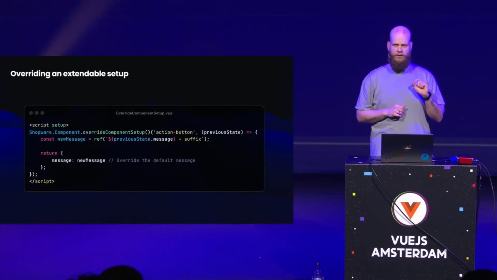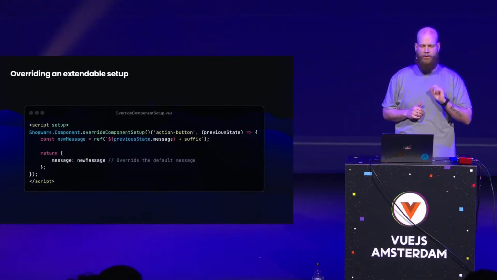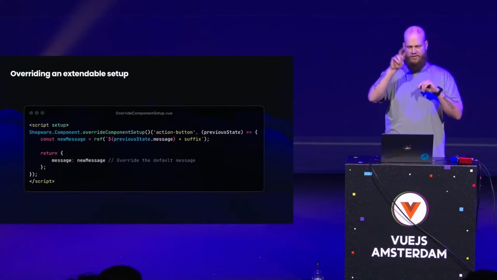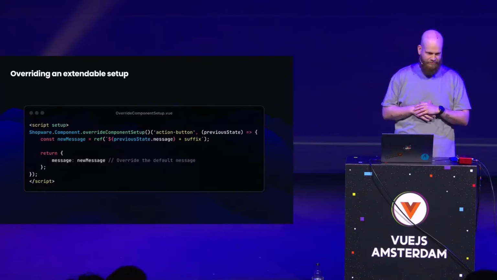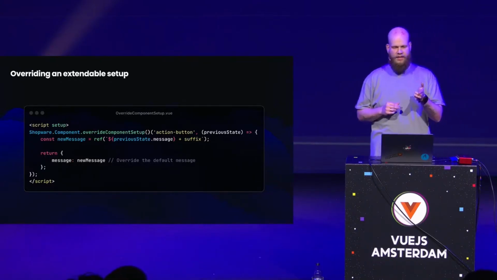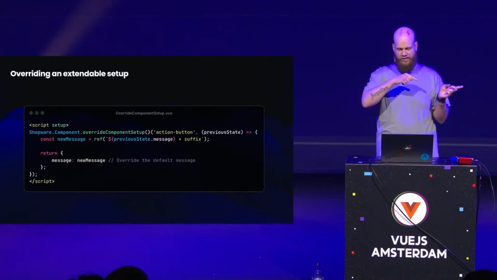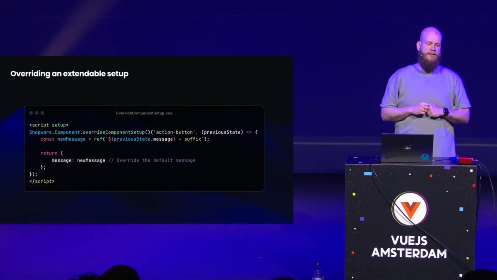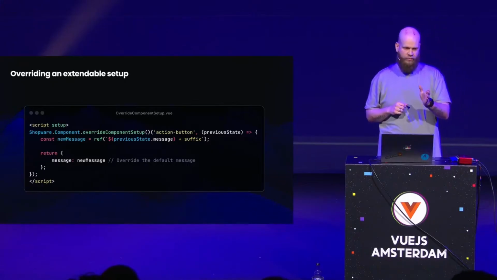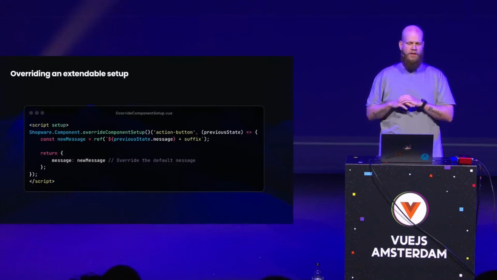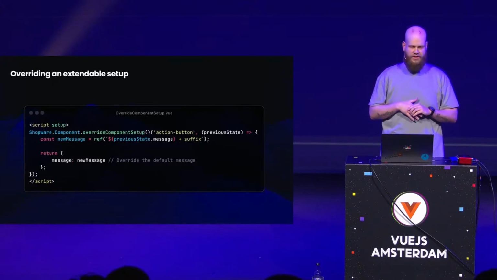So the plugin in a script setup could just call override component setup. And this double function thingy is currently just because of TypeScript. We are working to get rid of that. So the first argument, again, is the name we previously saw in the options object of the create extendable setup, action button. Then we have again a function where we can get, for example, the previous state.